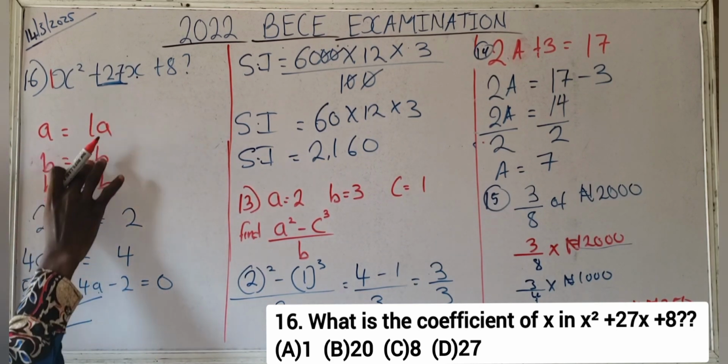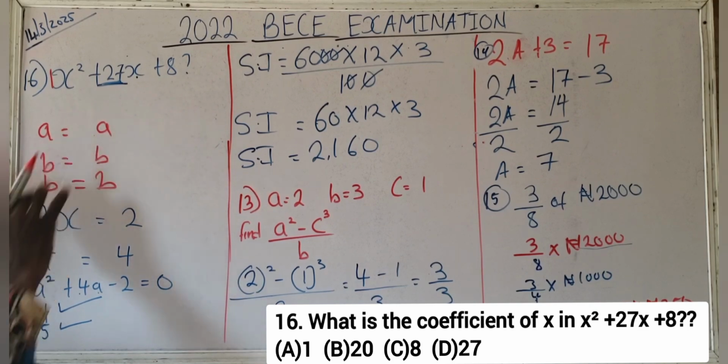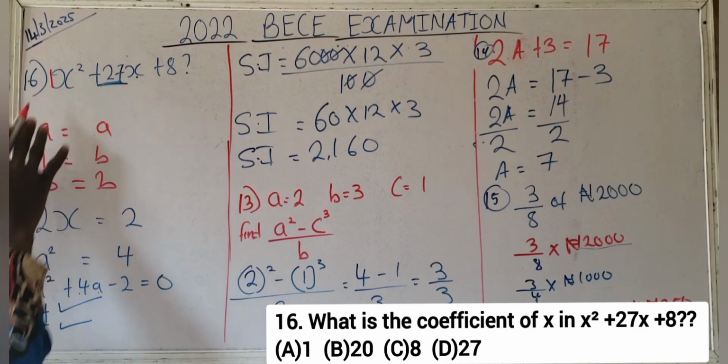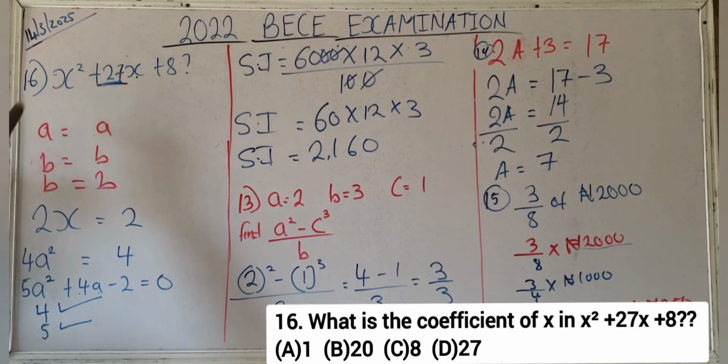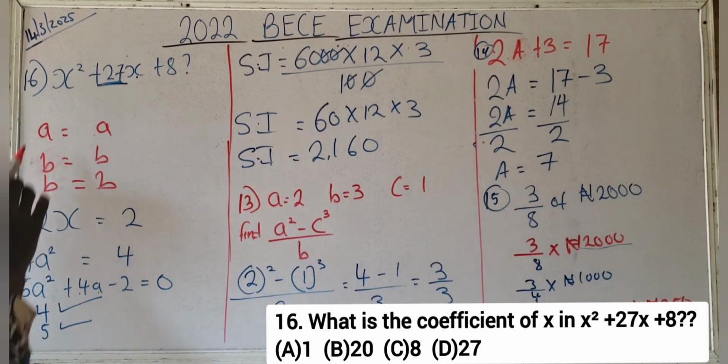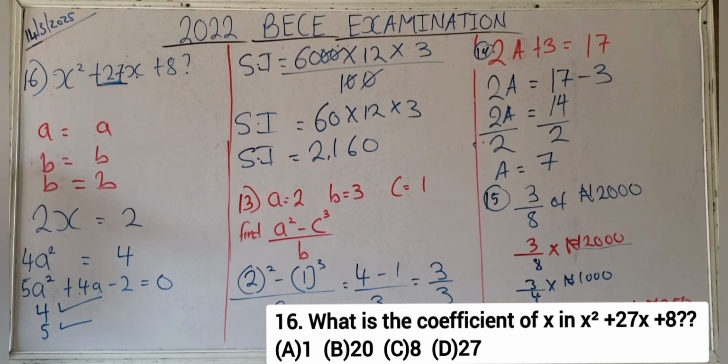So if I don't put all this, it's still the same. X squared is still the same thing as 1x squared. Whether you put the 1 or you didn't put the 1, the coefficient of x squared is 1, okay? The coefficient of x is 27, so master that.